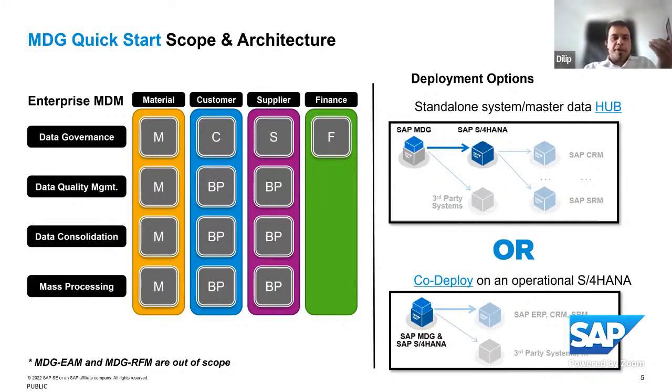And from a solution perspective, MDG offers you 4 solutions: data governance, data quality management, your data consolidation, which includes matching, merging, etc., and then your mass processing capabilities. Now, for every domain of MDG, you have multiple solutions which are available to you. And when you buy MDG, you have access to all the 4 solutions. I've seen a lot of customers who didn't actually leverage anything beyond governance because sometimes the team implementing it wasn't very confident about the remaining solutions at all.